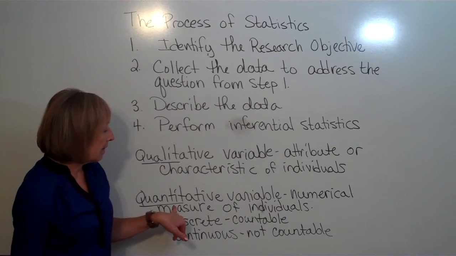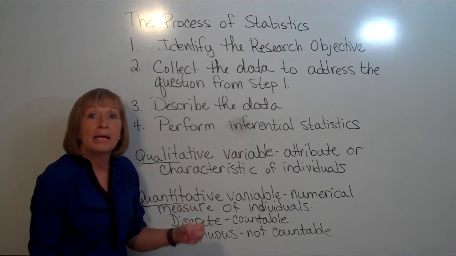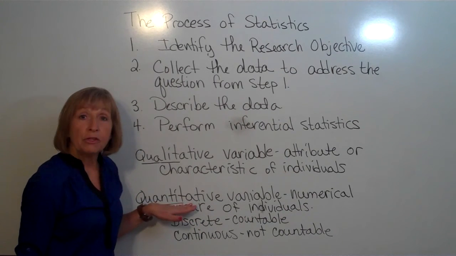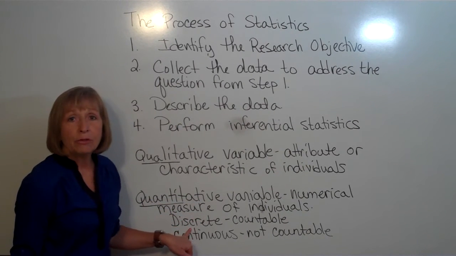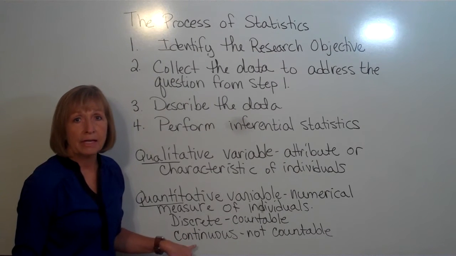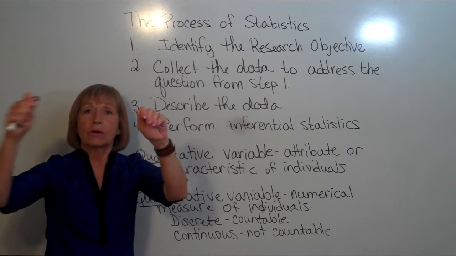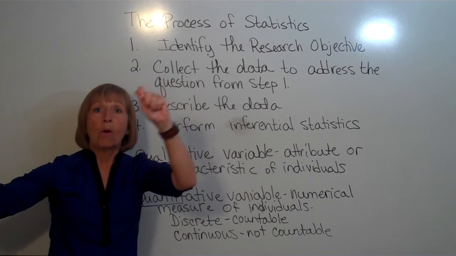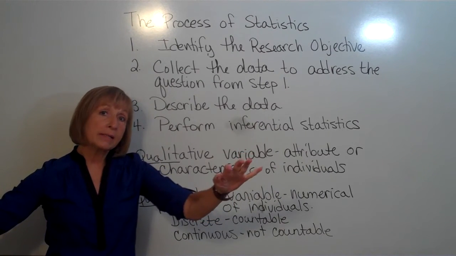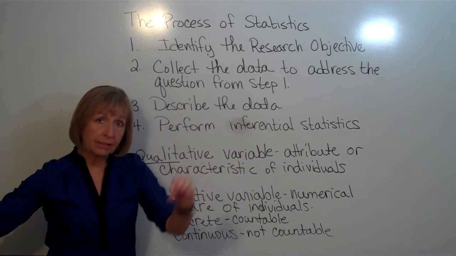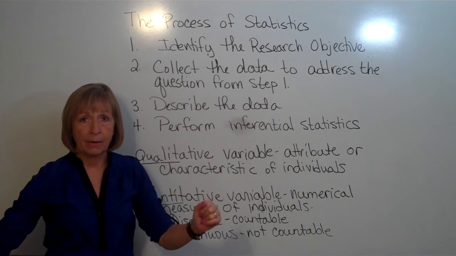So the main thing that you want to think of with quantitative is that it has to be a numerical measure of the individual, a measure of them. Now within the quantitative variables, the ones that are a numerical measure, these could either be discrete or they could be continuous. So you've got your data, and it's either qualitative, which is an attribute, or it's quantitative, which is a numerical measure. Under the quantitative, it's either discrete or it's continuous. So you can kind of think about it broken down that way.